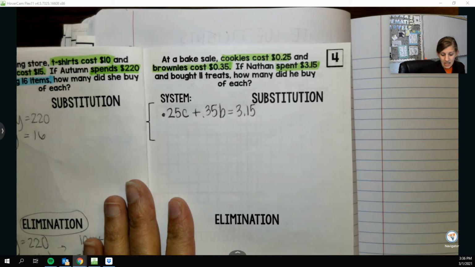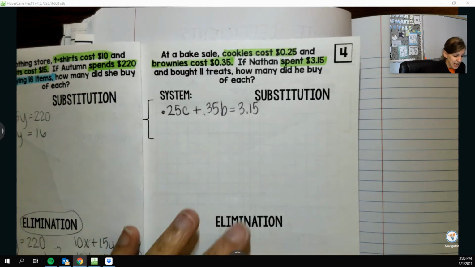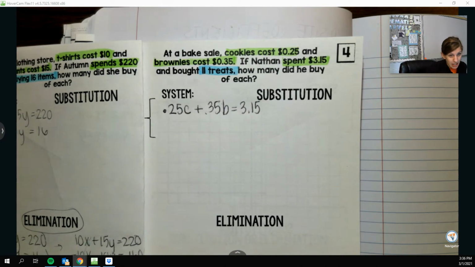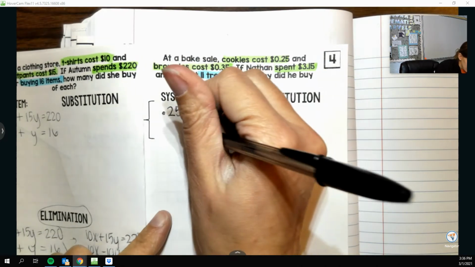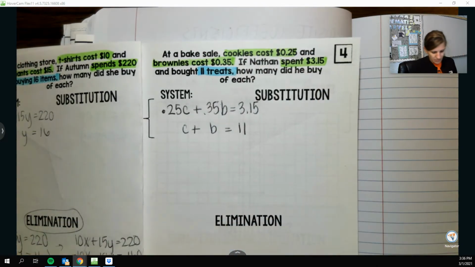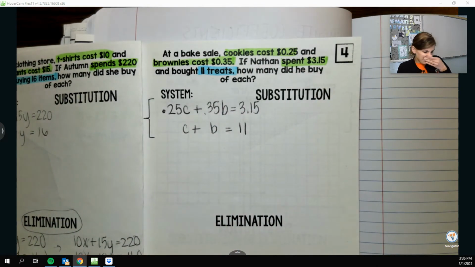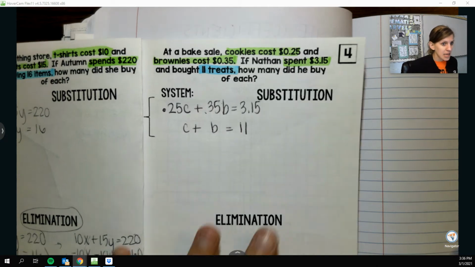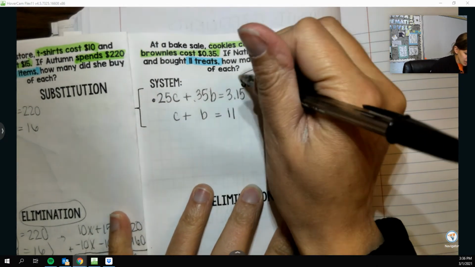And then the other equation uses that other number where I bought 11 treats. Some of them were cookies and some of them were brownies. So I just do cookies plus brownies equals 11. Now I could do elimination again, just like the last one, but I'd have to multiply by a decimal and no thanks. So maybe I will do substitution on this one.